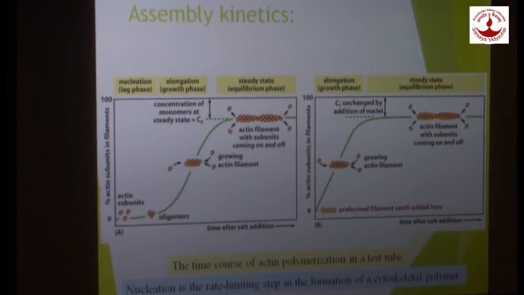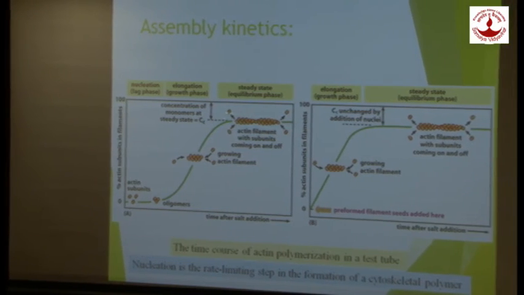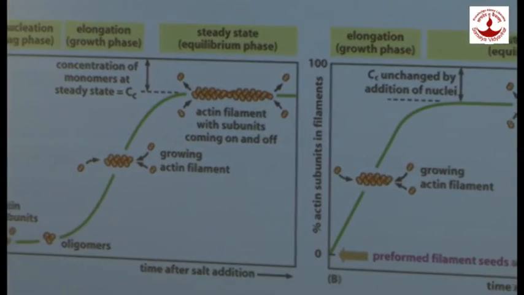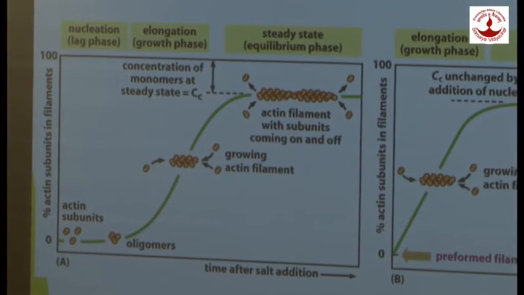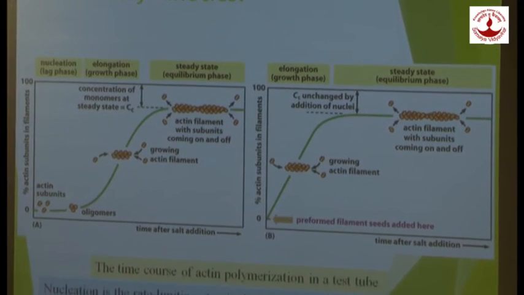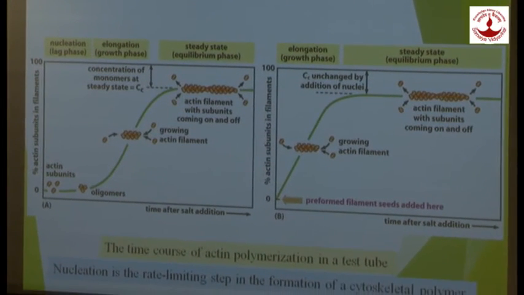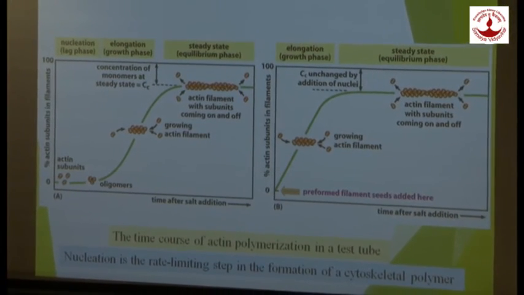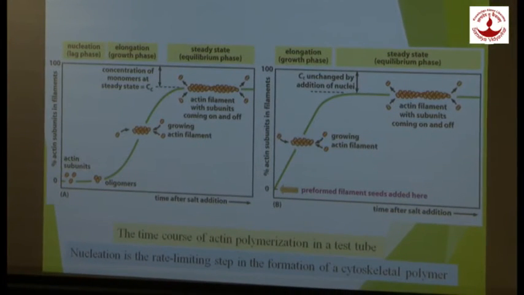The graph shows the percentage of actin subunits in filaments as a function of time after the salt has been added. The graph is peculiar: there are three phases. There is a lag phase, then an elongation phase, and then a plateau after a point beyond which there is no growth. Why do you think there is a lag phase? The lag phase tells you that actin monomers are difficult to assemble initially.